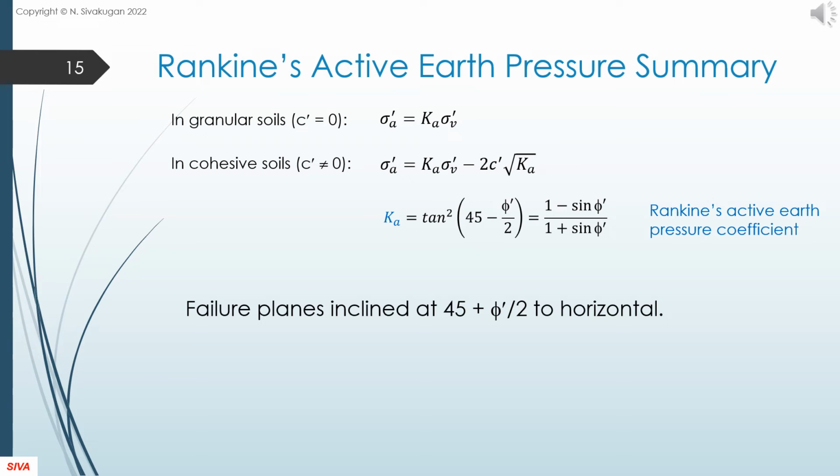When there is cohesion, with C' not equal to 0, the expression for sigma A' has an additional component, minus 2C' square root of Ka. The expression for Ka is still the same as for granular soils. Ka has an alternate expression given by tan squared 45 minus half phi, which is the same as 1 minus sine phi on 1 plus sine phi.